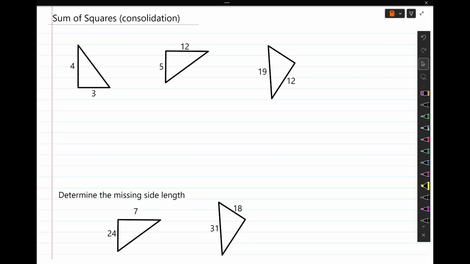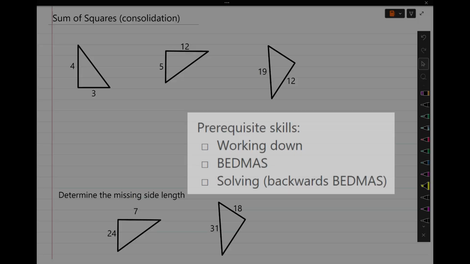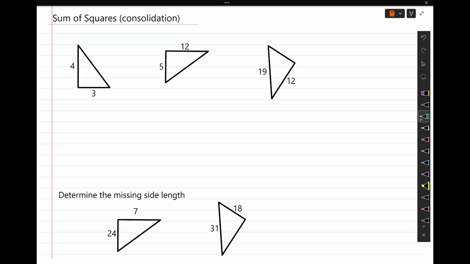All right, so right here, let's close up on everything that we've just learned today on our sum of squares Pythagorean theorem. We're using our prerequisite skills here, working down, using our BEDMAS, and solving, which is using our BEDMAS backwards. So when we take a look at this first triangle right here, we have two side lengths. These are the legs. These are the sides that are not the longest side.